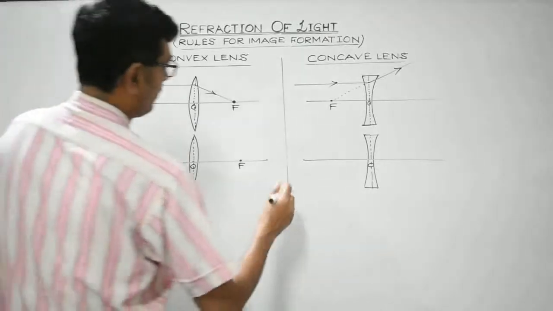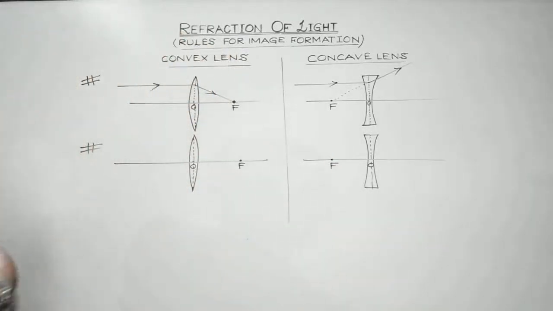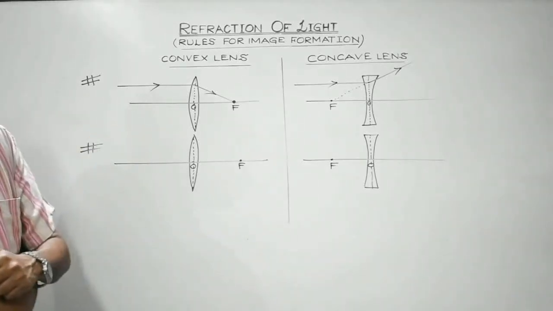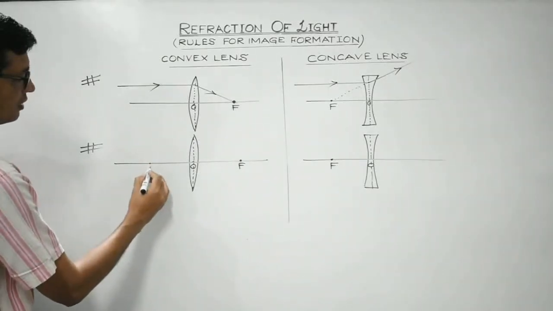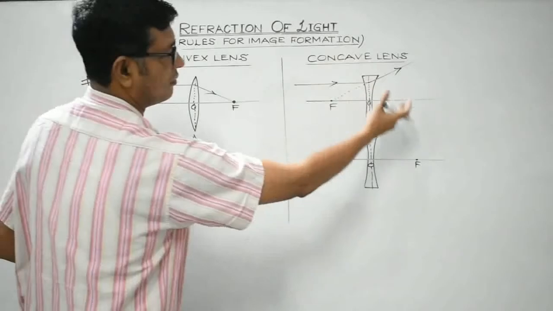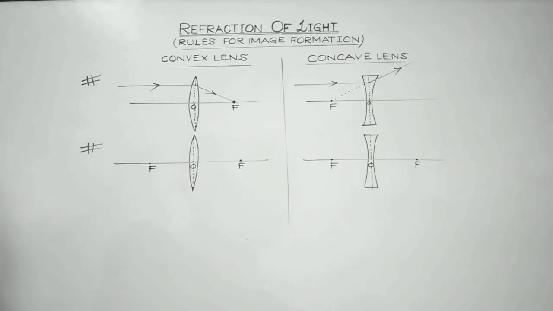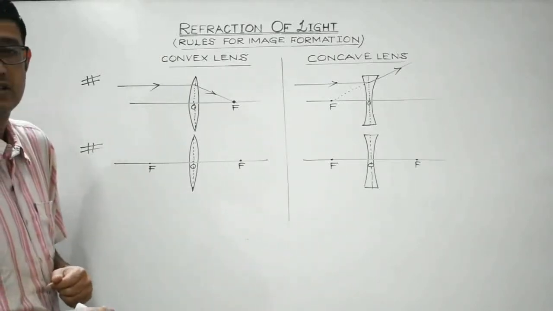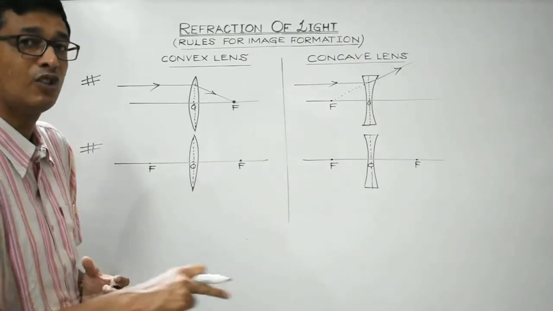Right? So, this is its real focus and this is its virtual focus. So, the second rule, just try to concentrate. Right? Second rule is, as you are aware, there are two focus. This is also a focus. The real focus is in the case of convex lens; the concave lens possesses virtual focus. So here the rule is, any incident ray which passes through one of the focus, after refraction, it becomes parallel to the principal axis.